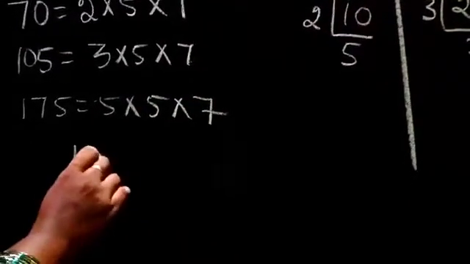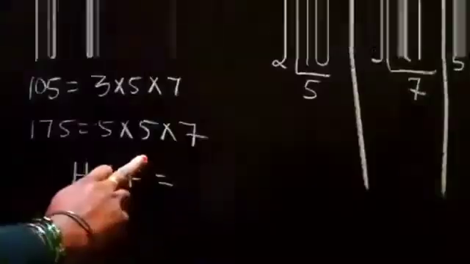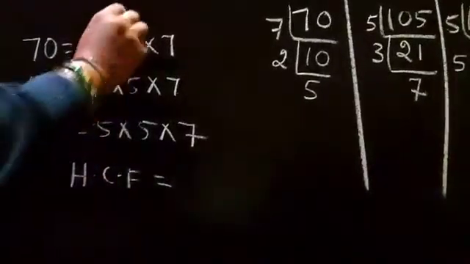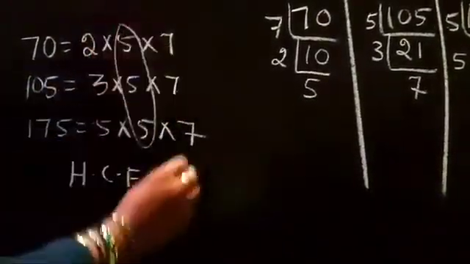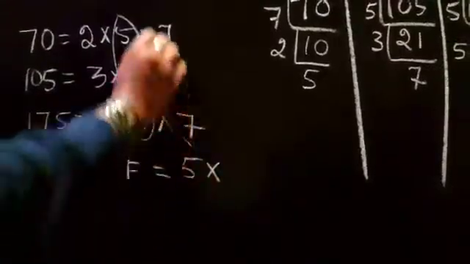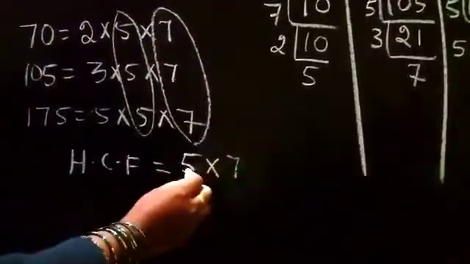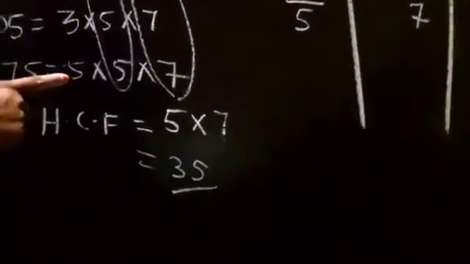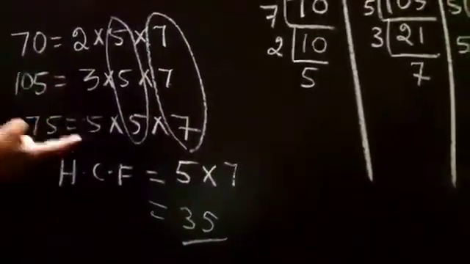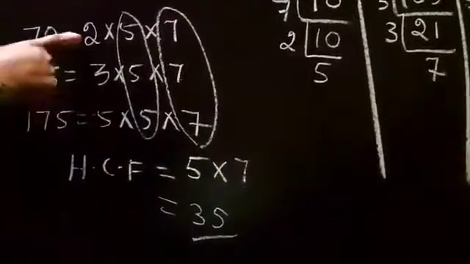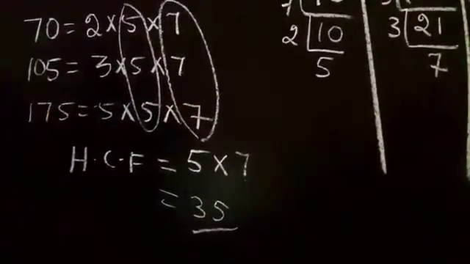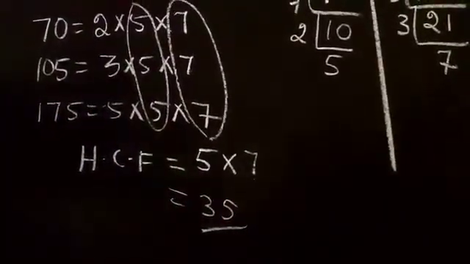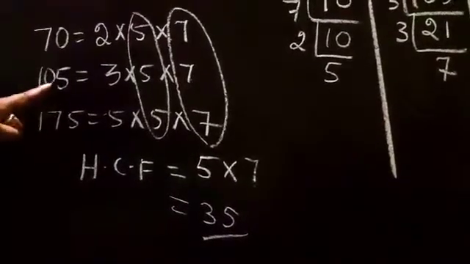Now the HCF of these three numbers is: we have 5 common in everything, and 7 also we have common. So 5 7s are 35. We have another 5 here, but in the other two we don't have it. We have 3, but not in both. Here we have 2, but in both others we don't have it. So it should appear in all the numbers to be common.